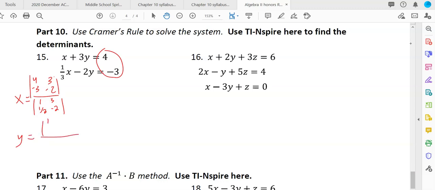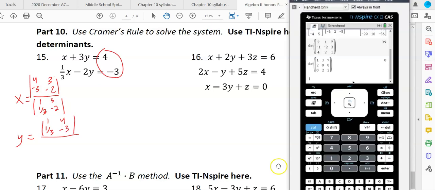The top will be 1 and 1/3. Just 3 there. 1 and 1/3. On the right will be 4 and negative 3. And I'm just going to use the same determinant I got for the first one. So let's figure out what those things are. So let's get a calculator out.